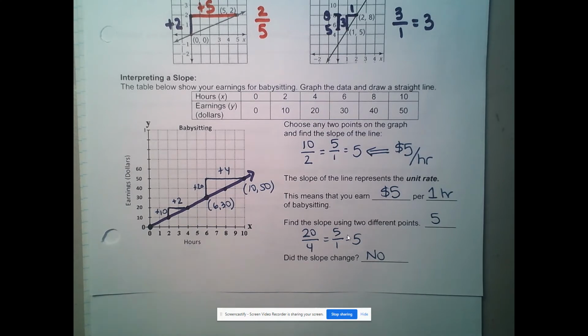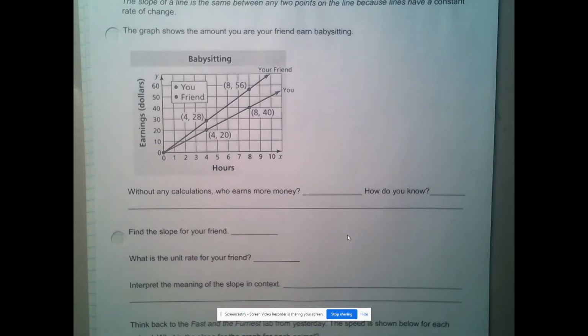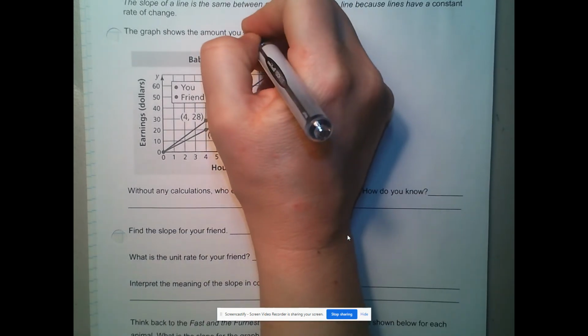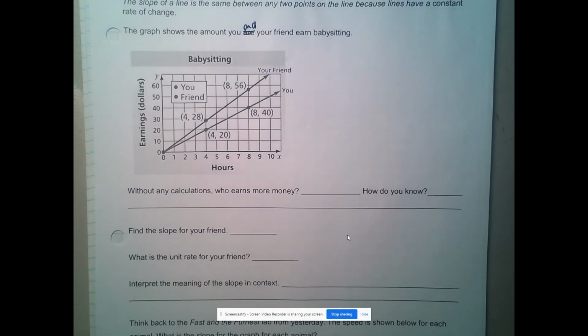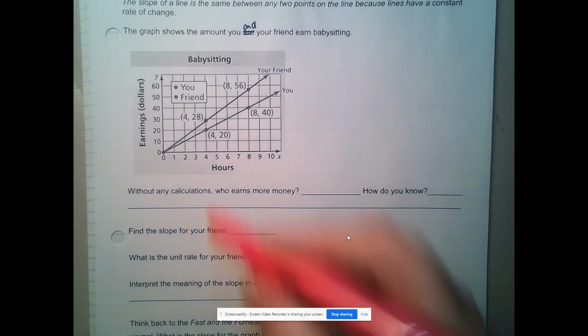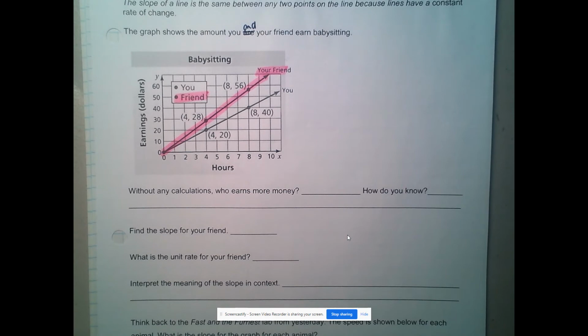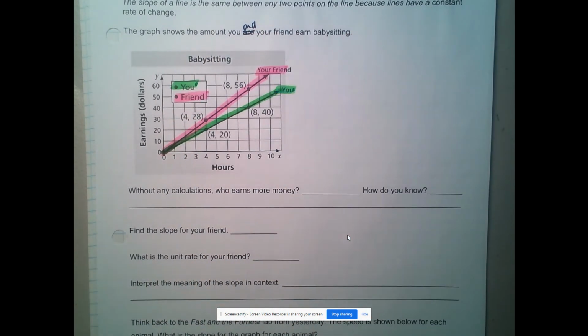That is constant. The graph shows the amount you and your friend earn babysitting. I can see there's a typo there. You and your friend earn babysitting. Let's highlight this. I find it to be a little easier if I am looking at the you and your friend if they're highlighted. So I'm going to make the friend pink, and I'm going to make you green. All right, so you are in green.